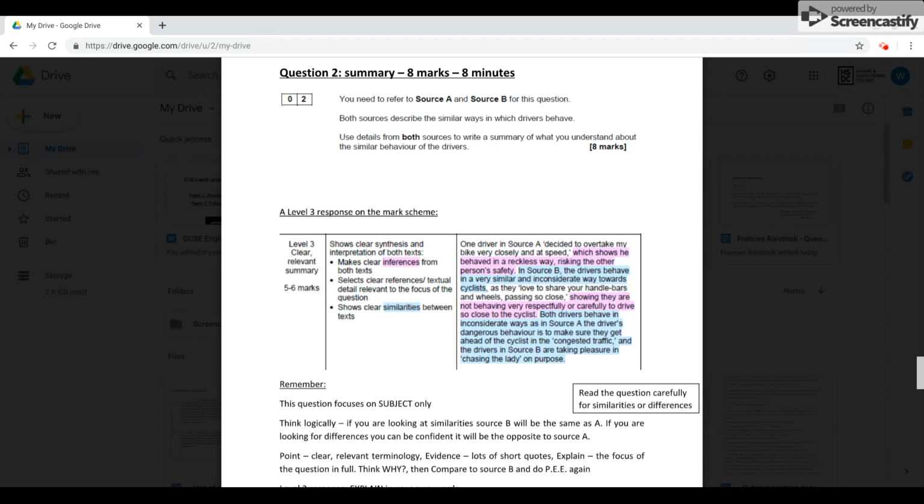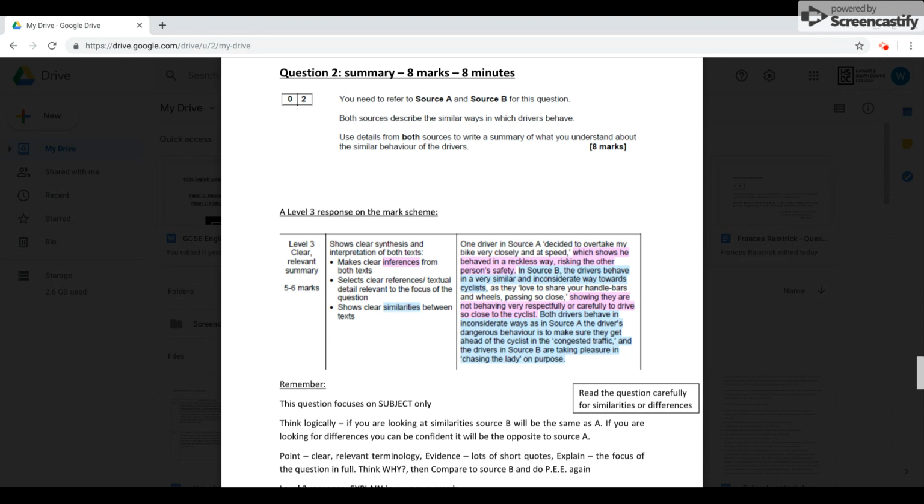So in this question that we have in front of us here from a past paper, both sources describe the similar ways in which drivers behave. That's the context that we're looking for. So we now know the area of focus for the question. Use details from both sources to write a summary of what you understand about the similar behavior of the drivers. The question's about drivers' behaviors, so we know where we're looking.